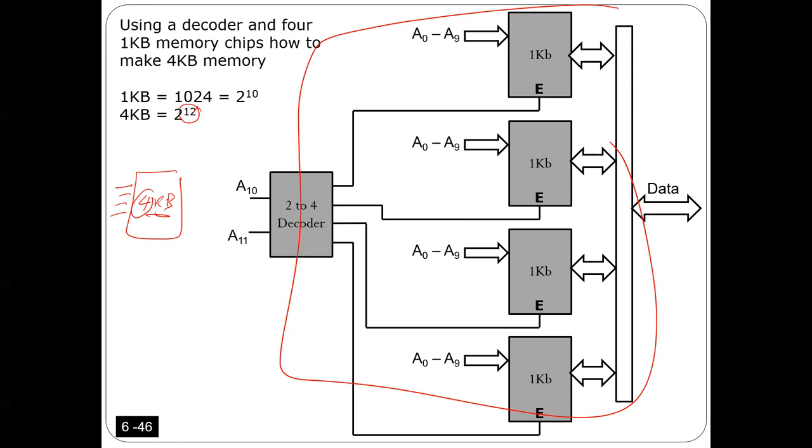So now the question is, using 4 different 1 kilobyte chips, how can we create one memory that's 4 kilobytes? The idea is very simple, as you will see right now. Every chip here, because it's 1 kilobyte, needs a 10 bit address. But 4 kilobytes needs 12 bits, so I have two more bits. Okay, look at the idea of how it works. Very simple.